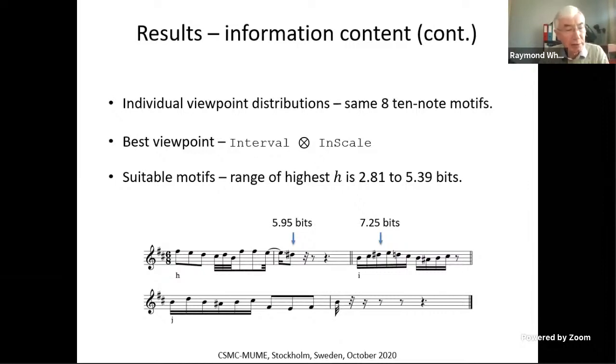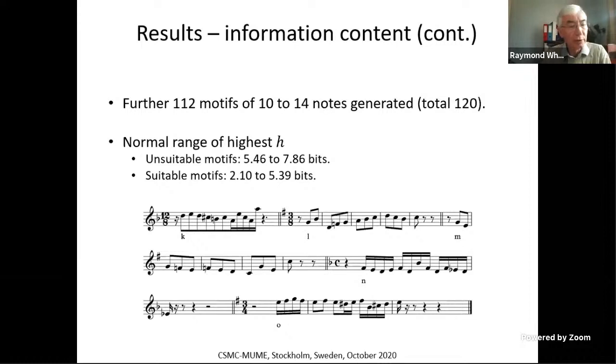It was encouraging to see these non-overlapping ranges, but a much larger sample was required to be confident of the efficacy of information content based on interval linked within scale. A further 112 motifs of 10 to 14 notes were generated to bring the total sample to 120. The motifs had various keys and time signatures. As we can see, the normal ranges of highest H for suitable and unsuitable motifs are still non-overlapping, which is what we want.